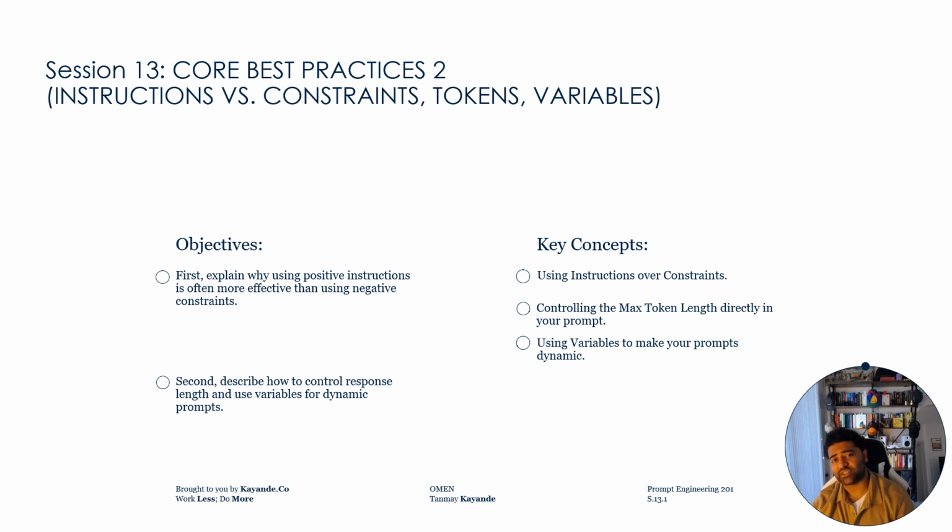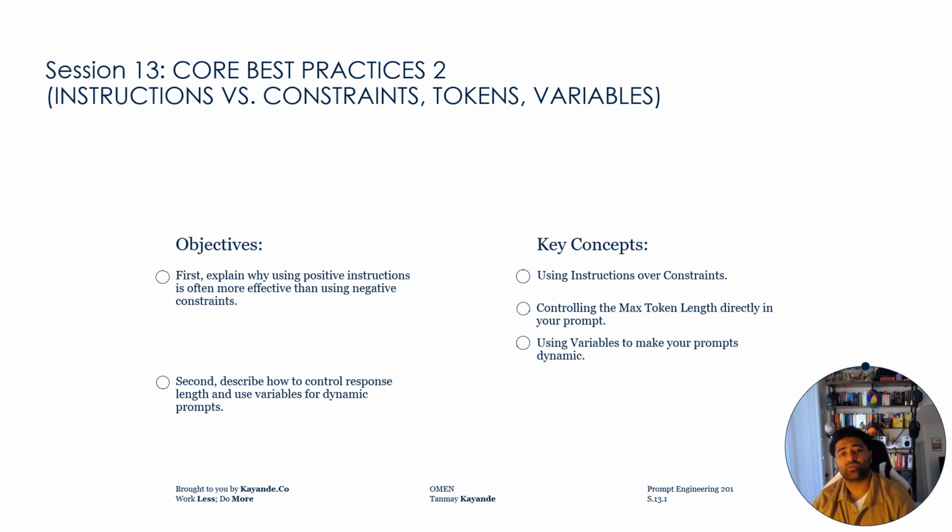Welcome to session 13. In our last session, we covered the foundational best practices of using examples, simplicity, and specificity. Today, we're building on that with three more advanced best practices, which will make your prompts more robust, flexible, and powerful, especially when you start building them into real-world applications. By the end of this session, you'll be able to explain why using positive instructions is often more effective than using negative constraints. Second, describe how to control response length and use variables for dynamic prompts.